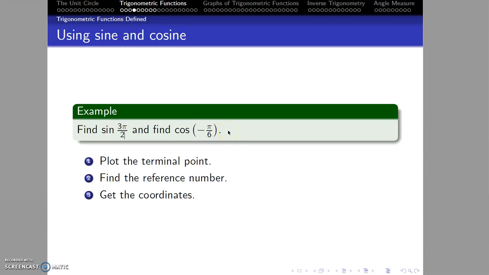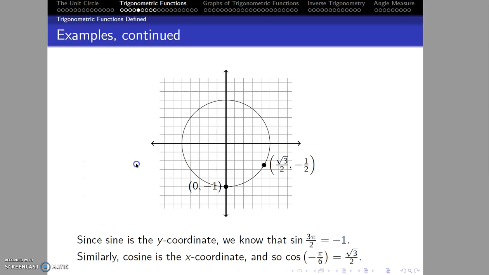So what we do is pretty much exactly what we did before, finding that terminal point, finding those coordinates, only now sine and cosine are asking for specific coordinates, not the whole point necessarily, just specific x or y coordinates. So, sine of 3 pi over 2. I need to plot the terminal point, determined by moving 3 pi over 2, and then get the reference number, get the coordinates, and then find the y coordinate, and that's my sine value. So let's do exactly that.